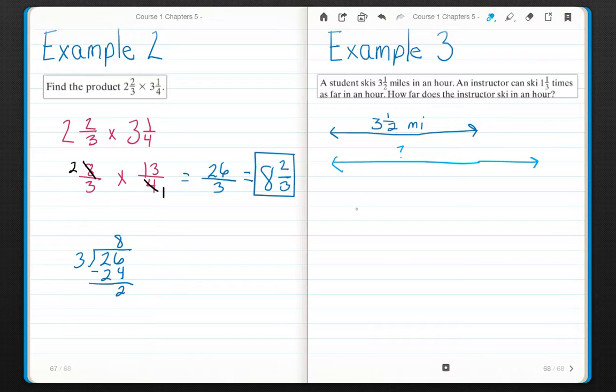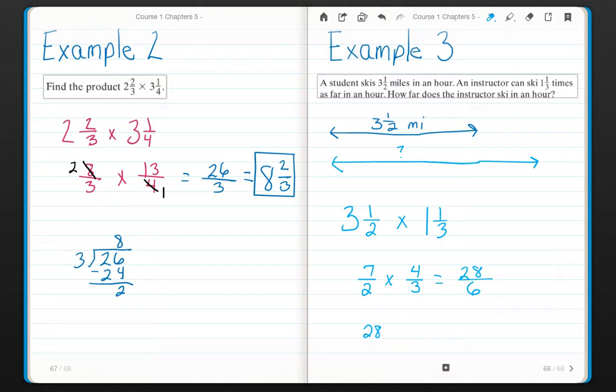I'm going to find it by multiplying 3.5 times 1 1/3. Solve the same way as in example 2. Turn these both into improper fractions. 2 times 3 is 6 plus 1 is 7. 7 halves. Times 3 times 1 is 3 plus 1 is 4. 4/3. I'm going to go ahead and multiply straight across. 7 times 4 is 28. 2 times 3 is 6.